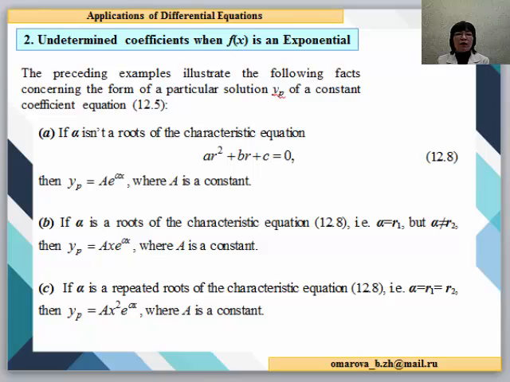Part C: if alpha is a repeated root of the characteristic equation 12.8, then alpha is equal to r sub 1 and r sub 2. Then we will look for a particular solution of the following form, where a is a constant.